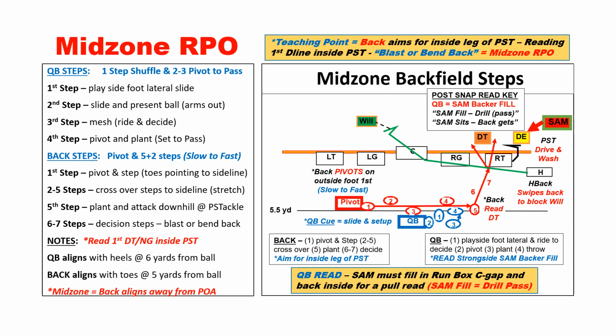So now the quarterback will use his same slide step he does with stretch zone, but he's going to read the Sam or strong side backer. If he fills, we drill. If he sits, then the back gets.